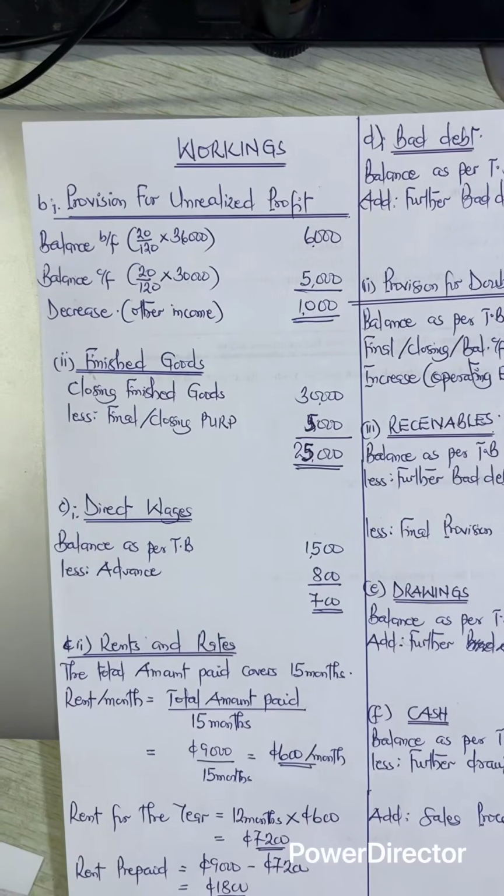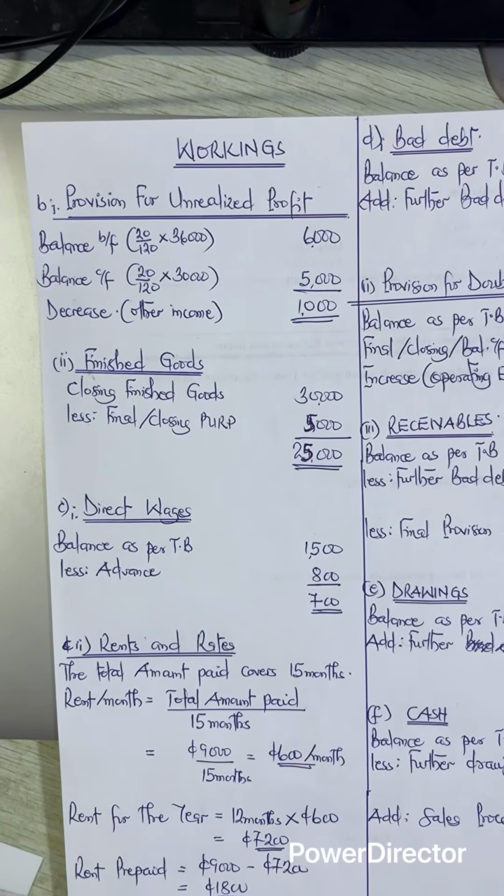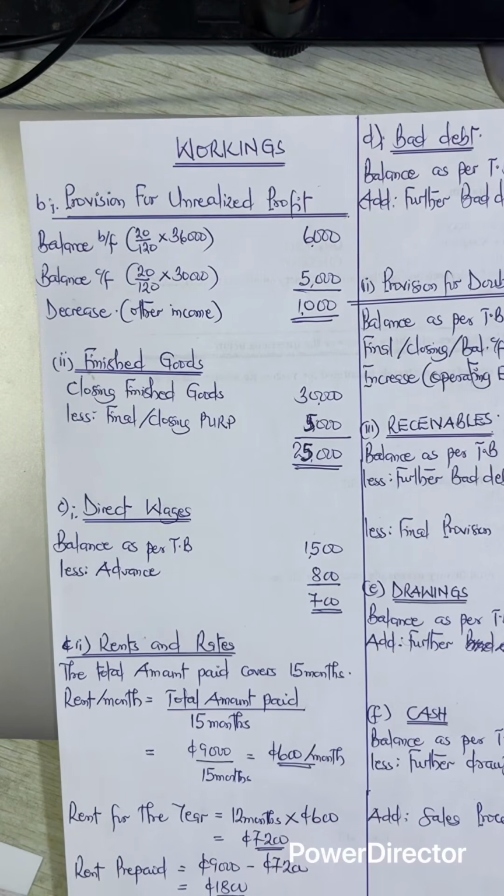The next thing that we are going to deal with: direct wages paid in advance is 800 cedis, and rent and rate covers 15 months ending 31st March 2001. Please, it's supposed to be 2001, not 2000. In the question, the date was 2000. Okay. Every accounting period has 12 months. So if they are saying that it covers 15 months, it means that they've paid more than the months they were supposed to pay, which is the 12 months.